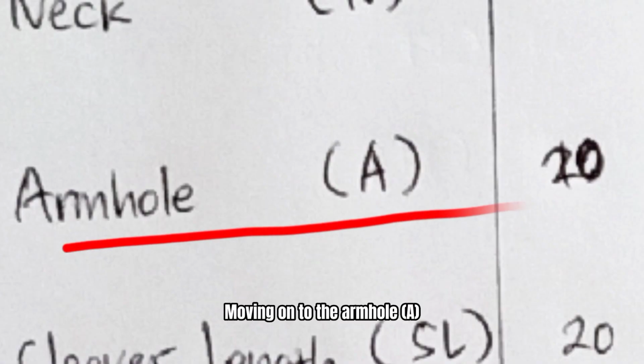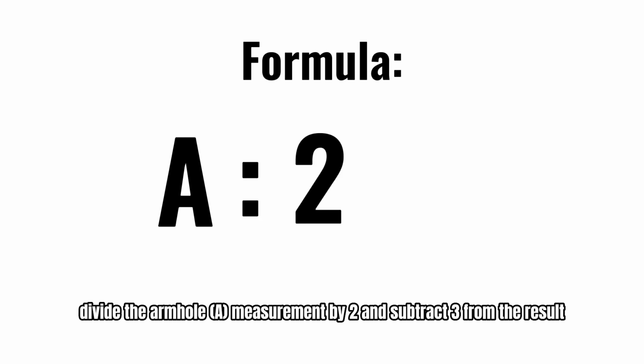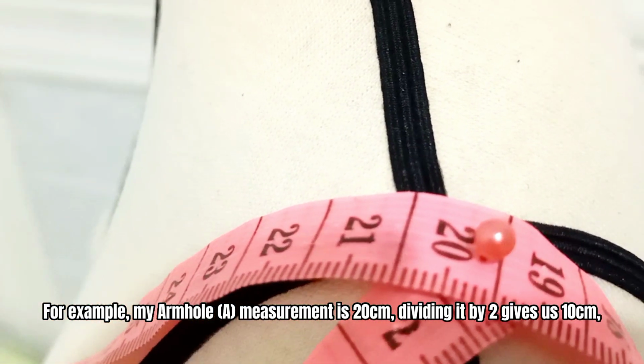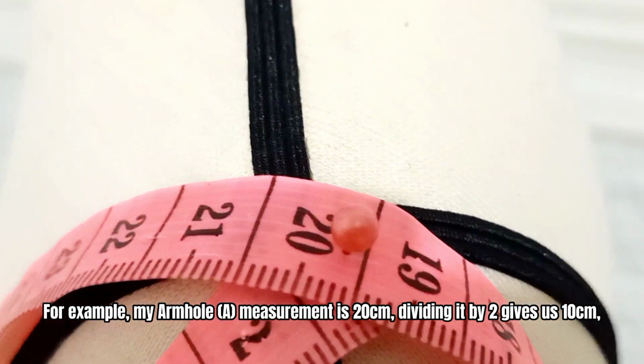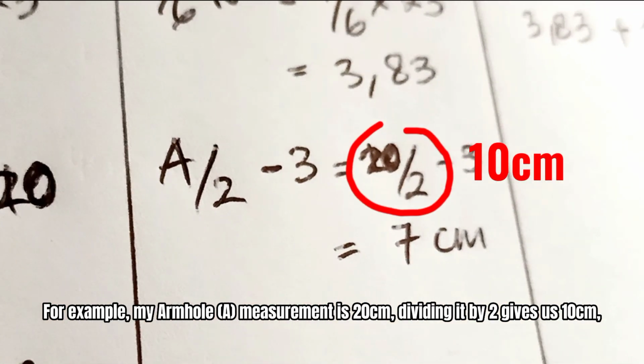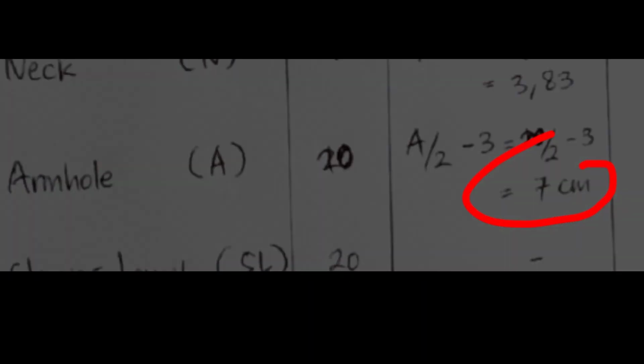Moving on to the armhole. Divide the armhole measurement by 2 and subtract 3 from the result. For example, my armhole measurement is 20 cm. Dividing it by 2 gives us 10 cm. And subtracting 3 from that gives us 7 cm.